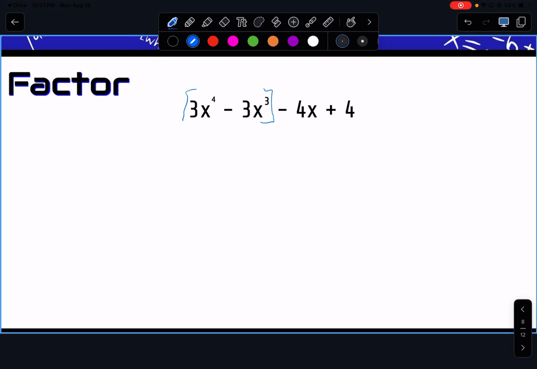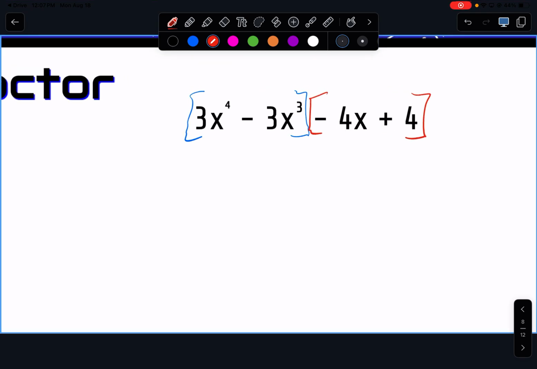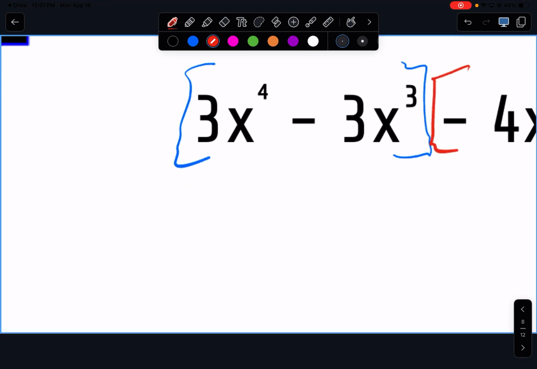These on the left, I'm going to use as blue. And on the right, I'm going to use red. And when I group this negative 4x, I want to make sure that I include that negative symbol in there, okay? So go ahead and do that. Now I'm going to zoom in on the blue side. We're just going to focus on the blue side first. Do we have a greatest common factor with those 2 terms inside the blue? Yes, we do. I can take out a 3.